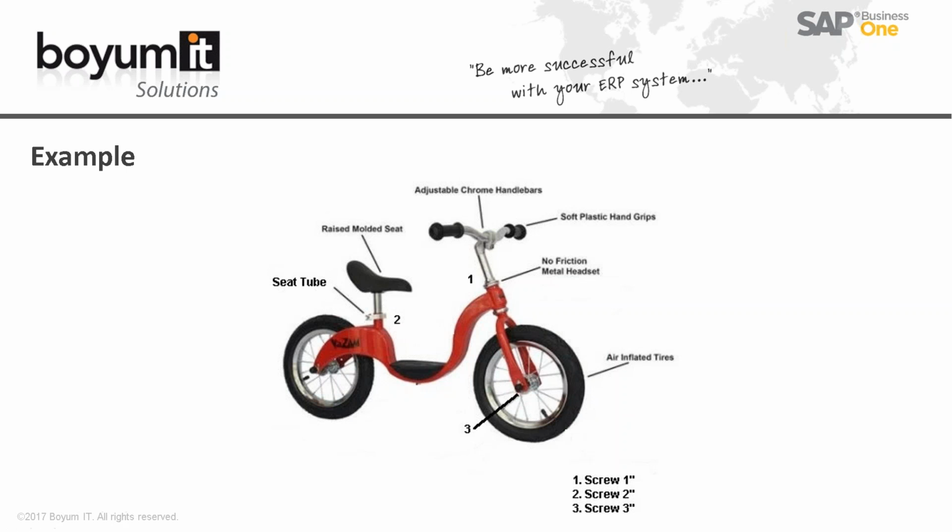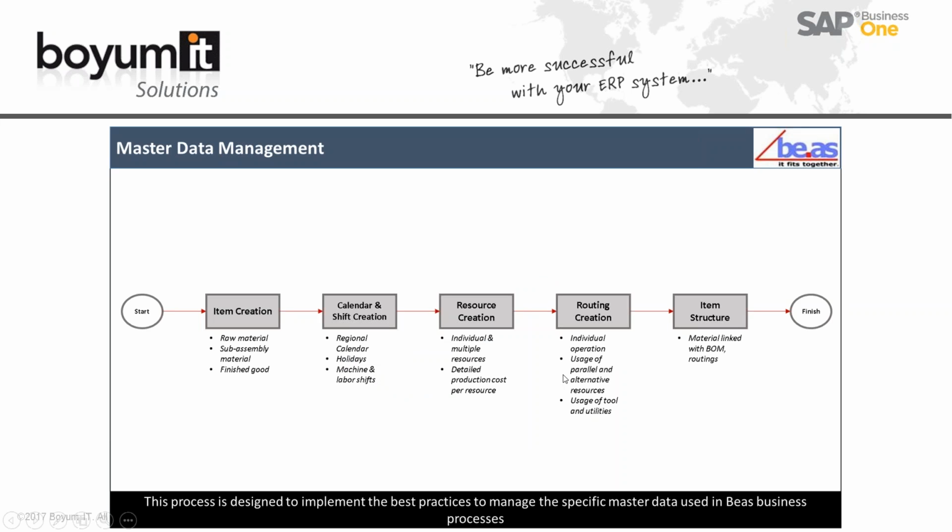There are several steps that have to be followed in order to create the master data in Beas in a good way. Okay, we can follow this process. This is the master data management. This is according to what we need to get into the system and according to the process flow, in order to get to the item structure. Okay, so basically first we will have the item creation. In here we'll include the raw material, the sub-assembly material, and the finished good.